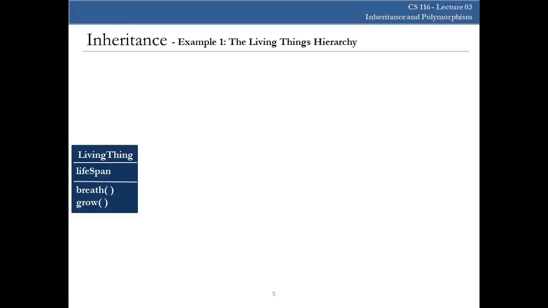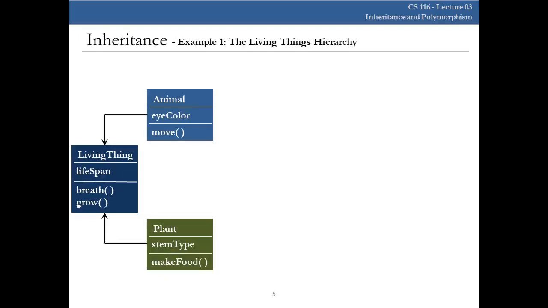Now, this is my main class, base class, or the parent class. Using this class, I'm inheriting two more classes from the parent class living thing. One child class is called animal and the other child class is called plant. In animal, I'm adding an attribute eye color and a method move. Since it's a child class of living thing, animal has access to its own attributes and methods, as well as all the attributes and methods of its parent class, living thing.